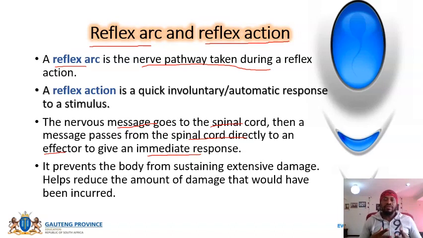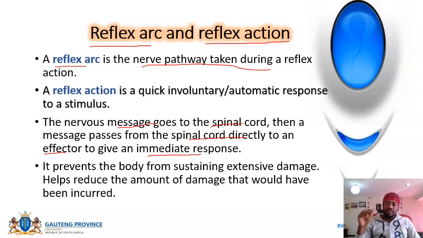Now, what are these reflex actions? Take, for example, sometimes you might put your hand on a hot stove. You didn't know it was extremely hot. By mistake, you put your hand there. Before you know it, your hand comes up before you even know it.